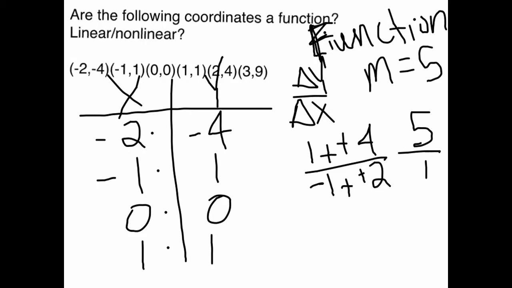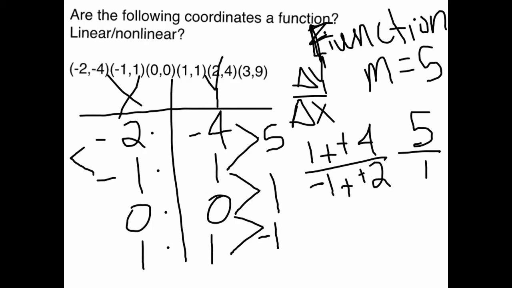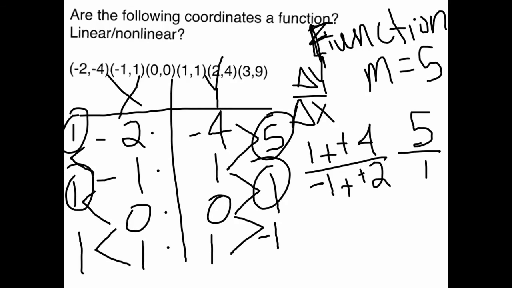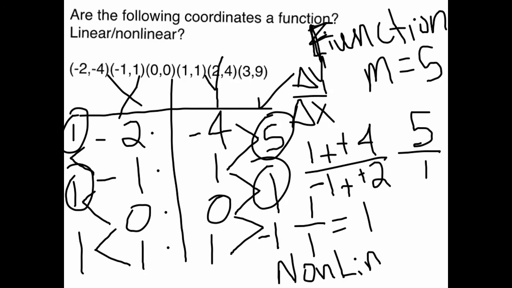So let's see if that holds. -4 to -1, in order to get there, that's going to give me 5. 1 to 0, that's going to be 1. 0 to 1, that's going to give me 1. That's actually going to be -1. -2 to -1, that's going to give me 1. -1 to 0, that'll be 1, and 0 to 1, that'll be 1. Now, can I divide any of these numbers at any moment and get 5 for my slope? Well, 5 divided by 1, that'll give me 5, so that one works. 1 over 1 is going to leave me with 1. So since the slope here is not consistent throughout, this set of coordinates is going to be a non-linear function.